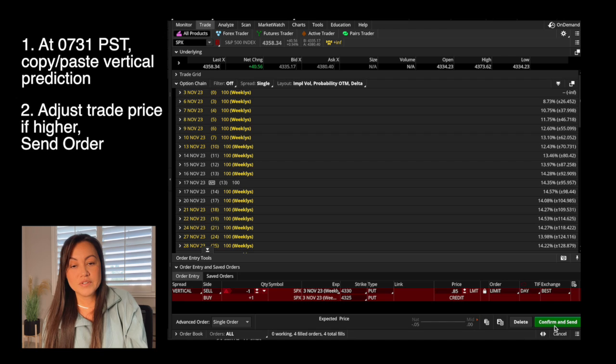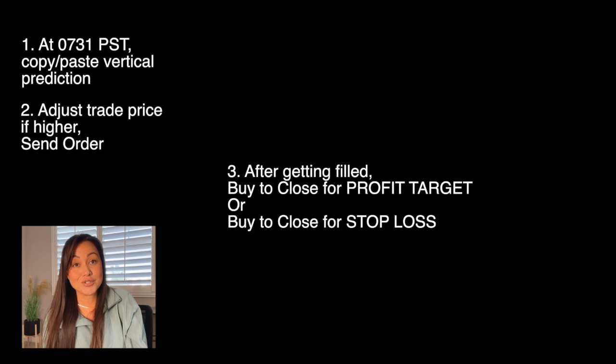If my order fills, I am only doing one of 2 things. I am buying to close for my profit target, or I'm buying to close for my stop loss. That's literally it. I don't even have to look at the chart. I mean, I'm not a maniac. Of course I look at the chart, but I really don't have to. Okay, how did this work out for me? Let me show you my real money results.